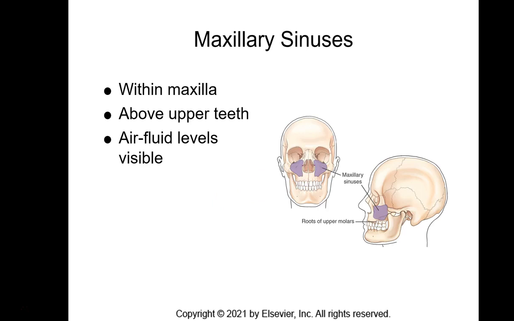Projecting upwards from the floor of each maxillary sinus are several cone-like elevations related to the roots of the first and second upper molar teeth. And you can kind of see that here on our diagram. Occasionally, one or more of these roots can allow infection that has originated in the teeth, particularly in the molars or the premolars, to travel up into the maxillary sinus.